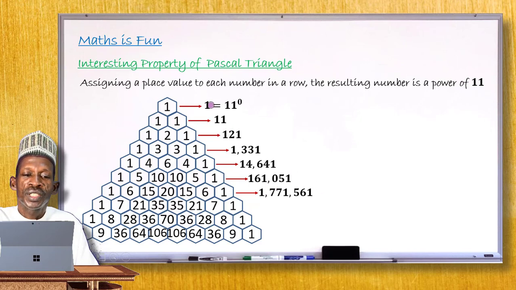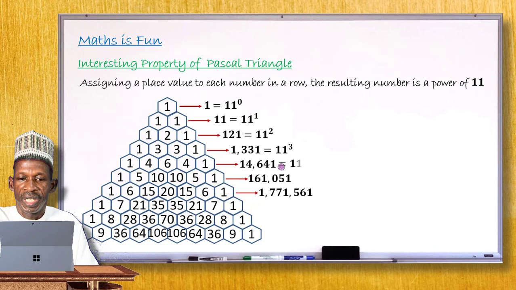So if you go back to this very first number in the first row, there 1 is nothing but 11 raised to the power of 0. This 11 is nothing but 11 to the power of 1. 121 is nothing but 11 to the power of 2. 1,331 is nothing but 11 to the power of 3. If you find it, this is what you have in the end. And 14,641 is nothing but 11 to the power of 4. And this is nothing but 11 to the power of 5. This is 11 to the power of 6.